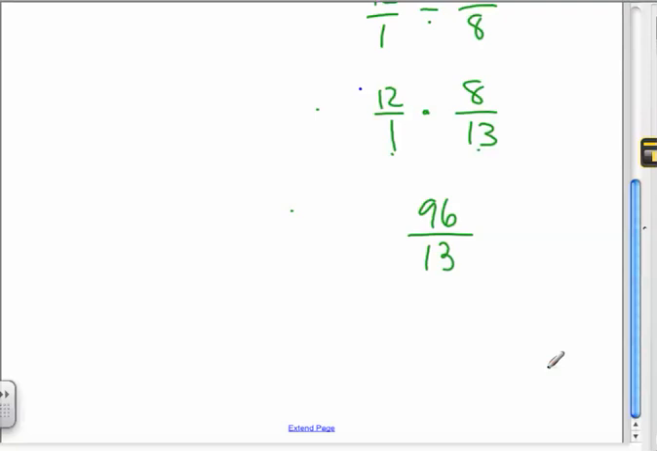Miles? 7 5/13. So I might make my cutting board a little bit wider rather than trying to cut that last one into a little piece. But we need a little more than 7. So 7 5/13 pieces of wood.